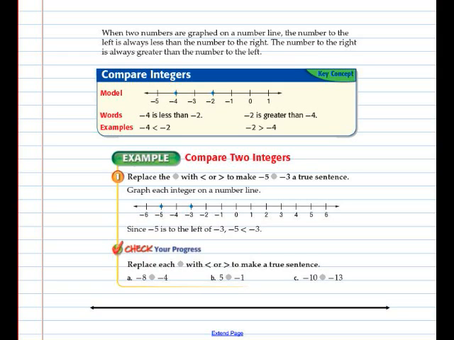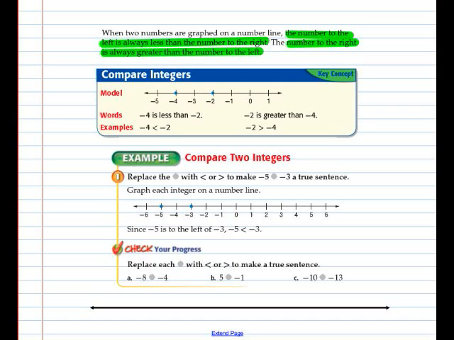When two numbers are graphed on a number line, the number to the left is always less than the number to the right. Therefore, the number to the right is always greater than the number to the left. So, on the number line, as you go from left to right, the numbers increase.